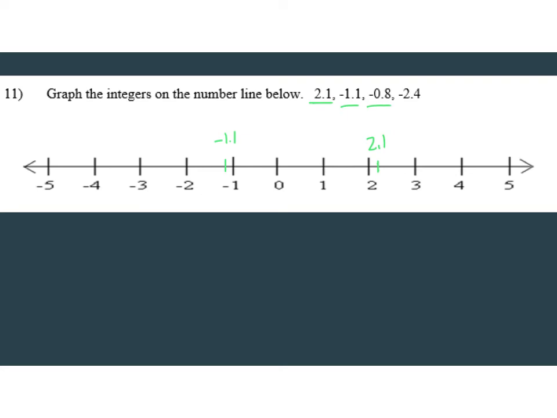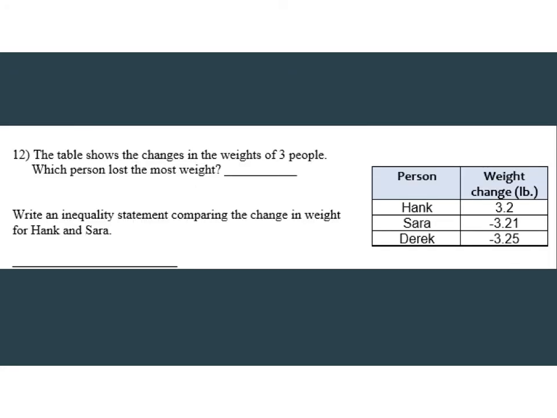Our next one is negative 8/10. So that's going to be between 0 and negative 1, but closer to negative 1. So about here, negative 0.8. And then finally, our last one is going to be negative 2 4/10. That's going to be between negative 2 and negative 3, kind of in the middle there. So negative 2 4/10.